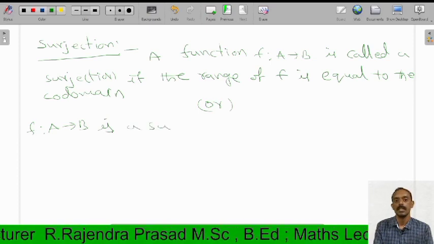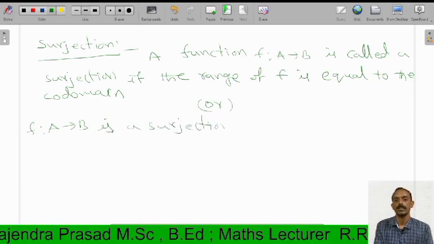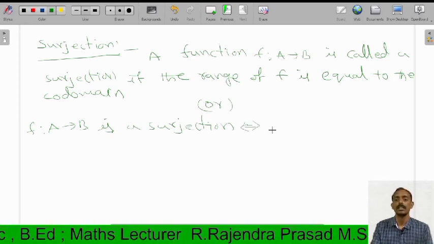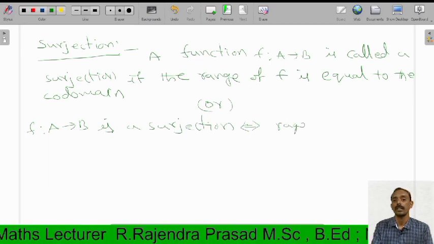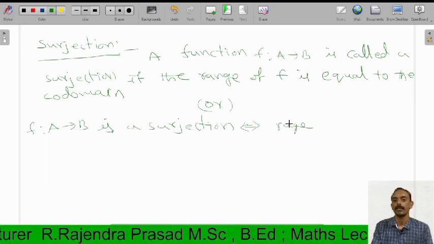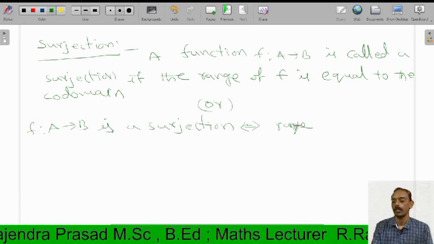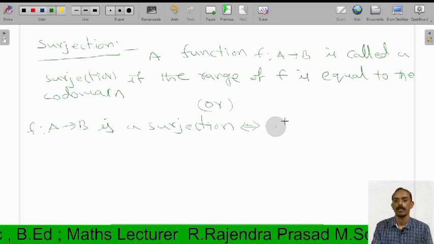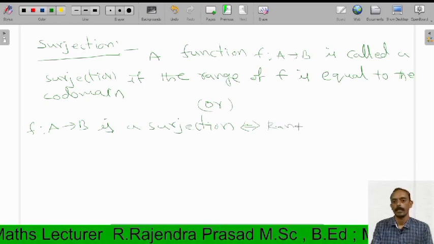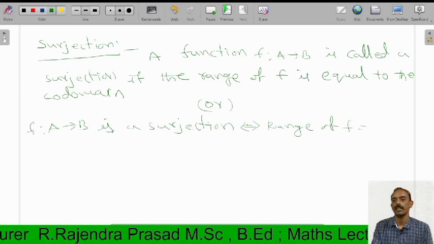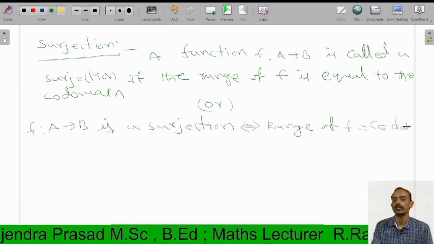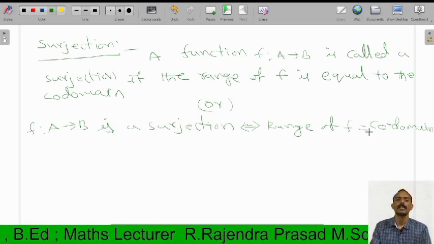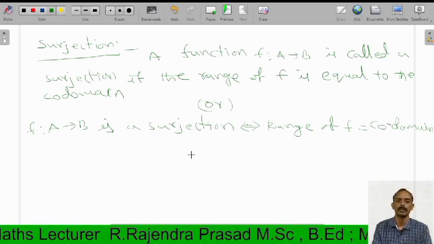f: A to B is a surjection if and only if range of f equals codomain. surjection కావాలంటే కండిషన్ ఏంటి? Range of f equal to codomain. ఇలా అయినట్లయితే ఏమవుతుంది? రేంజ్ ఈక్వల్ టు కోడొమైన్ అయితే సర్జెక్షన్ అవుతుంది.